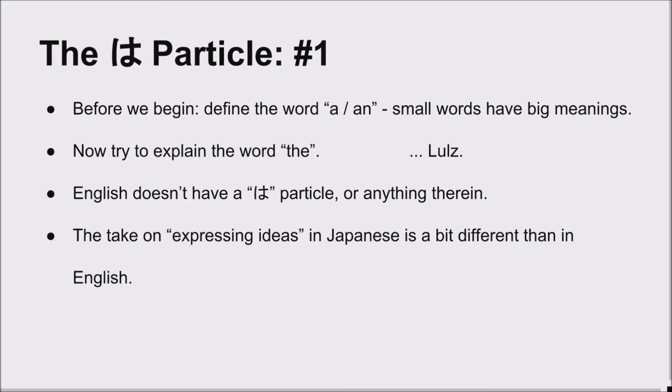So if I were to say, the chicken is fat, you'd be like, wait, which chicken? I don't know what chicken we're talking about. You used the incorrectly. And if I said, a chicken is fat, you'd say, well, not all chickens are fat, but I guess that one in particular happens to be. Anyway, that's what those two words mean. So I hope that we can see that small words have big meanings.